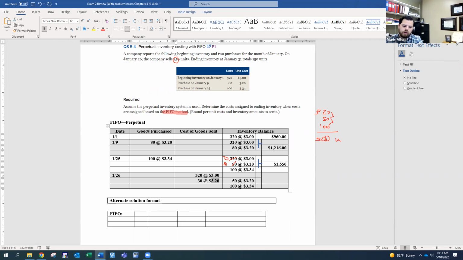Now, at this point, we can go ahead. 320 times 3 plus 30 times 3.2 is $1,056. And 3.2 times 50 plus 100 times 3.4 is $494. And you say, well, that's great. I like it. But how do I know that's right? Is there a way I can check myself?